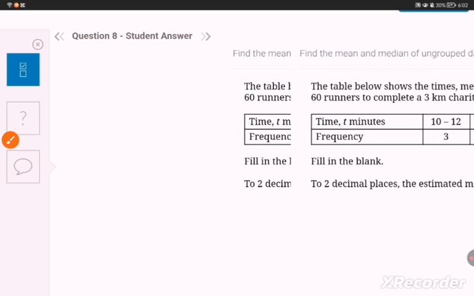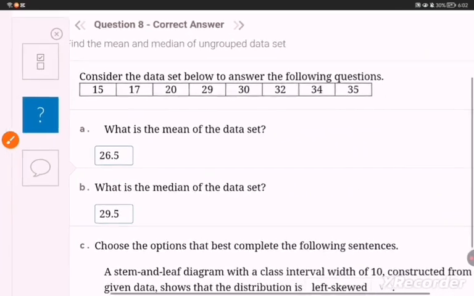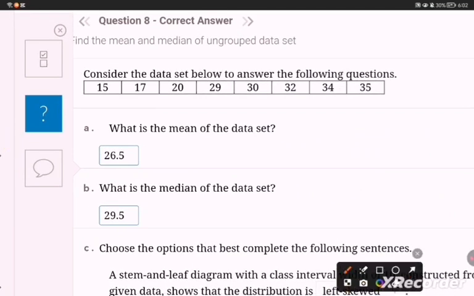Okay, so moving on to question number 8. Another data set, and this time it's arranged, and they gave you 8 values. So for the mean, all you have to do is add these values and divide them by 8. When you add these values, you get 212, divided by 8, and you get an answer of 26.5.